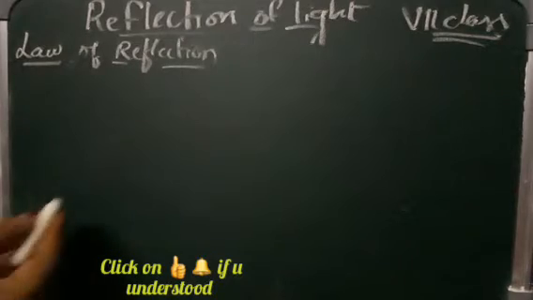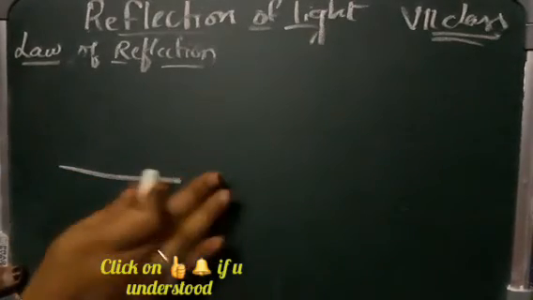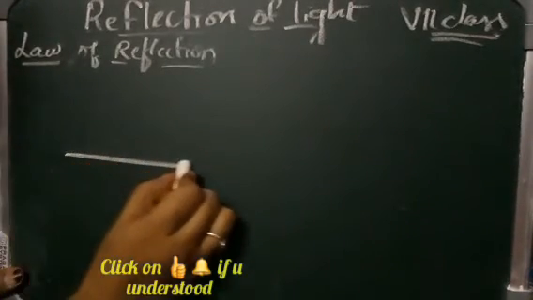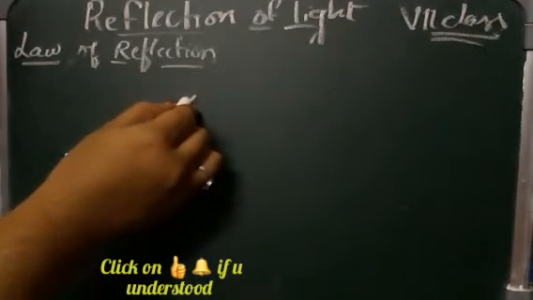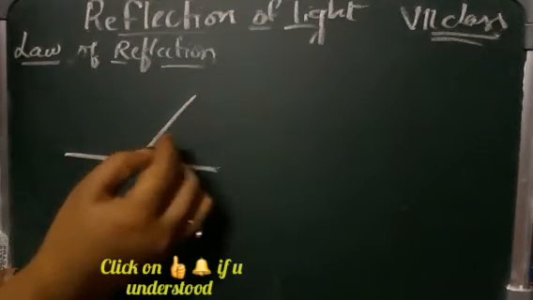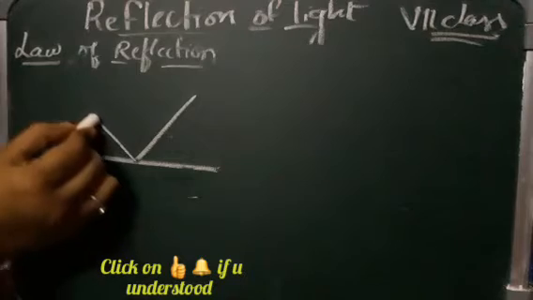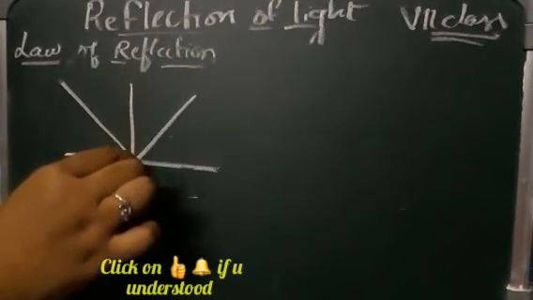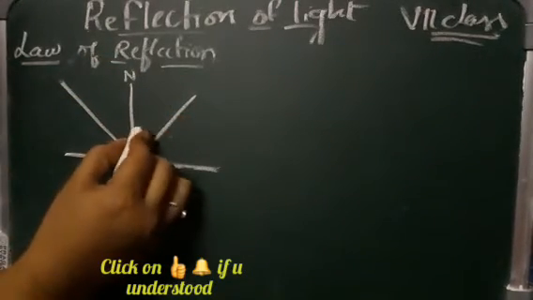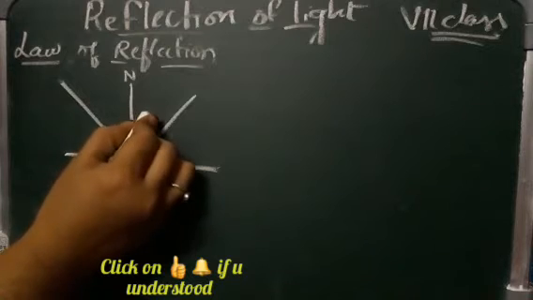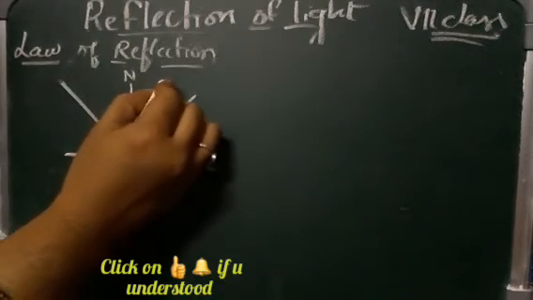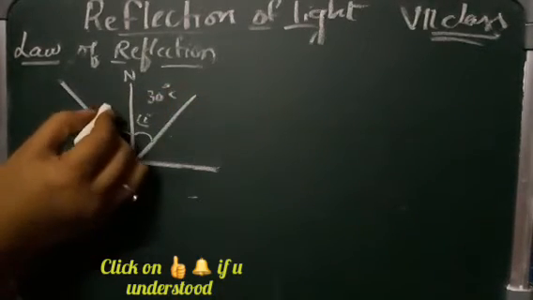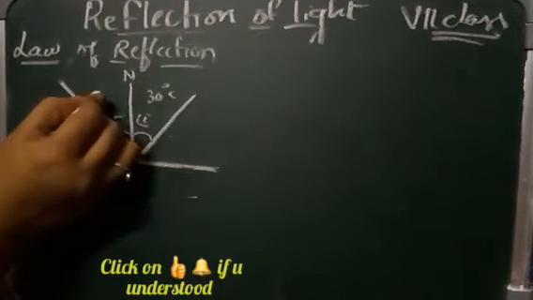So what I said is, if you keep the plane mirror here and you find the angle of incidence and angle of reflection, suppose this is the normal, and here the angle of incidence is 30 degrees, then the angle of reflection will also be 30 degrees.